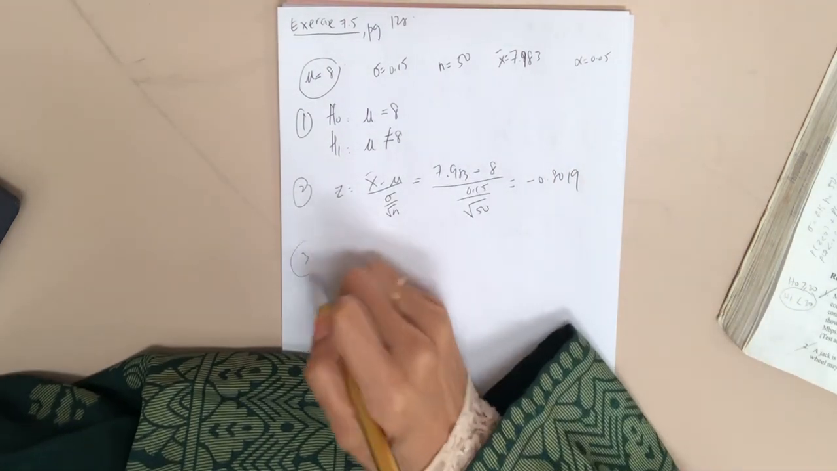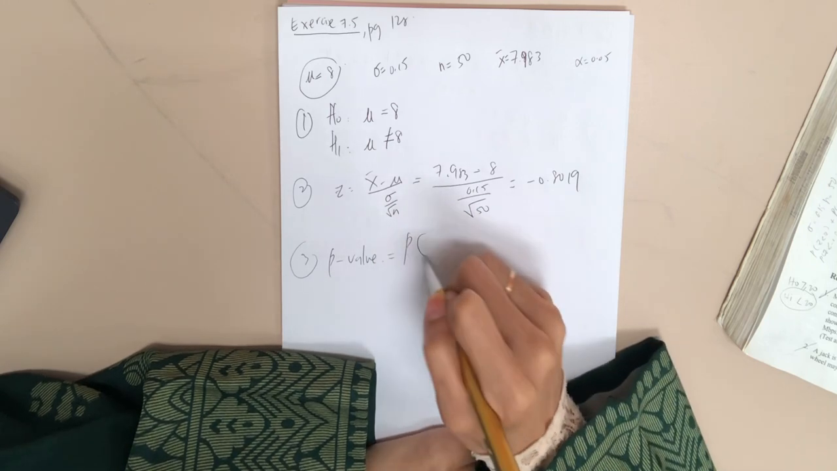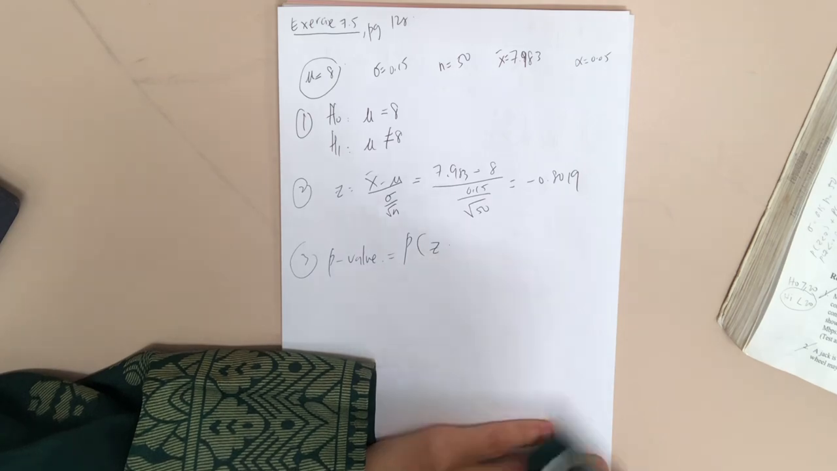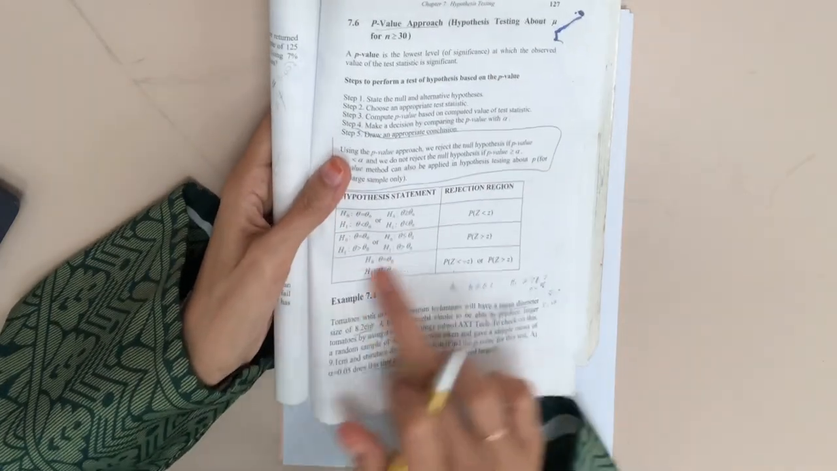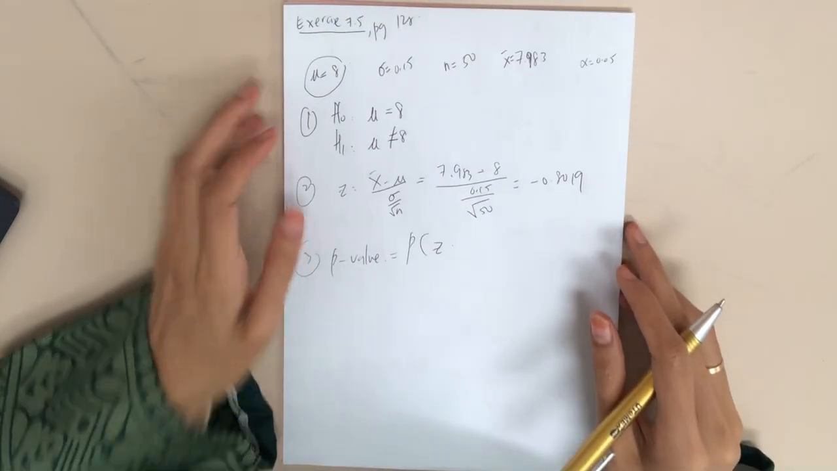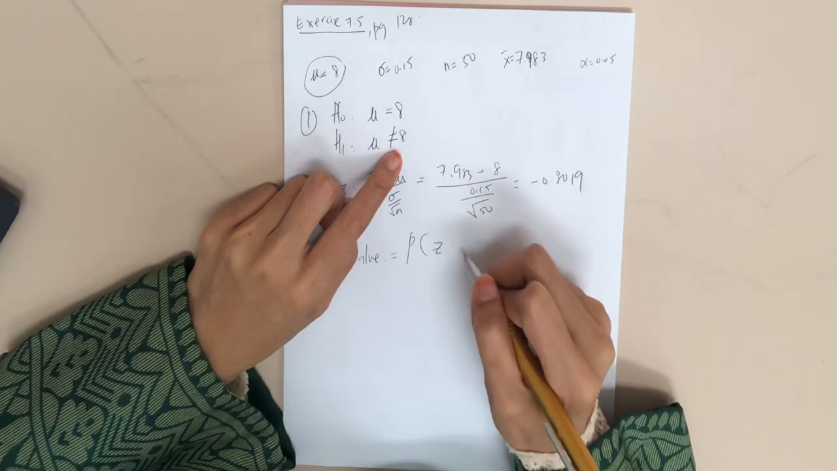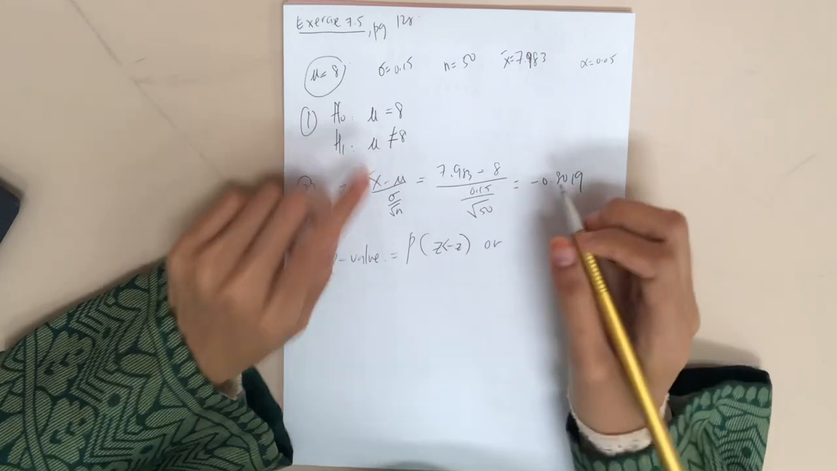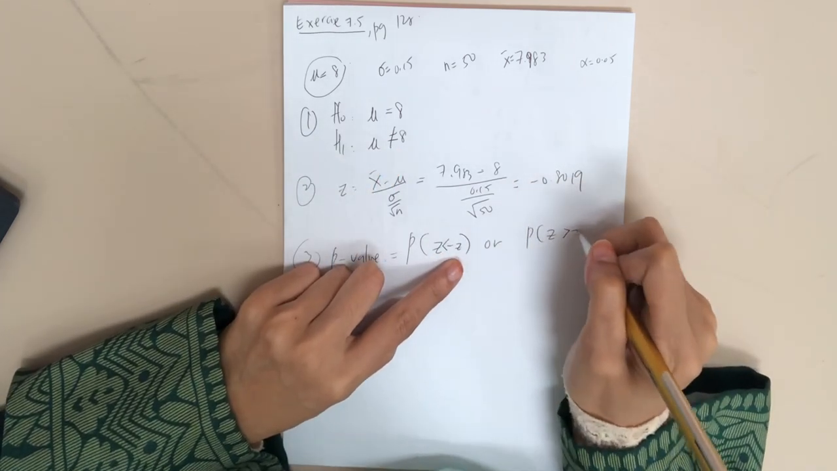Step number 3, p-value. What is your p-value here? Probability Z, greater than or less than? You need to refer back to the table in your slide. This is a two-sided tail, so it will be considered P(Z less than negative Z) or P(Z greater than Z).